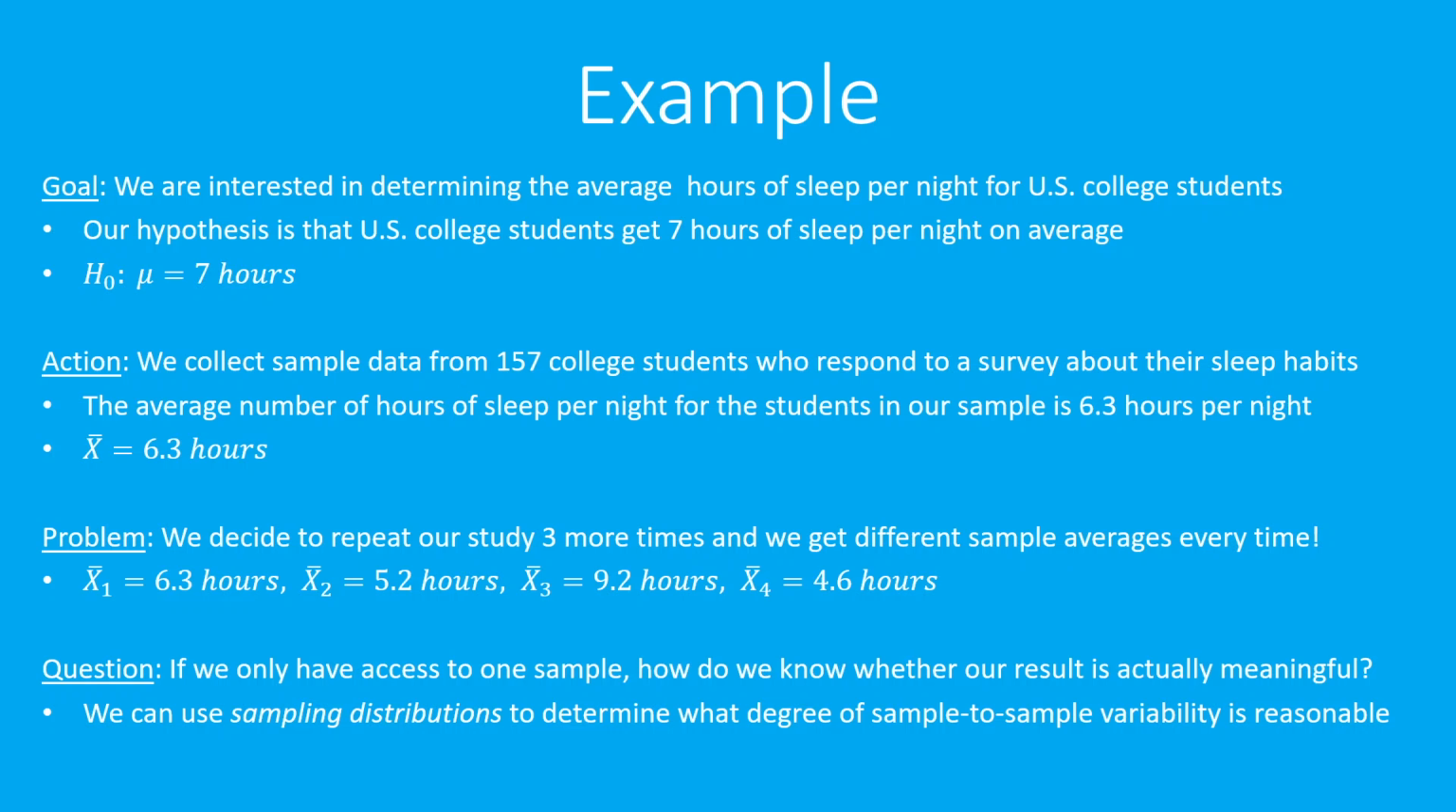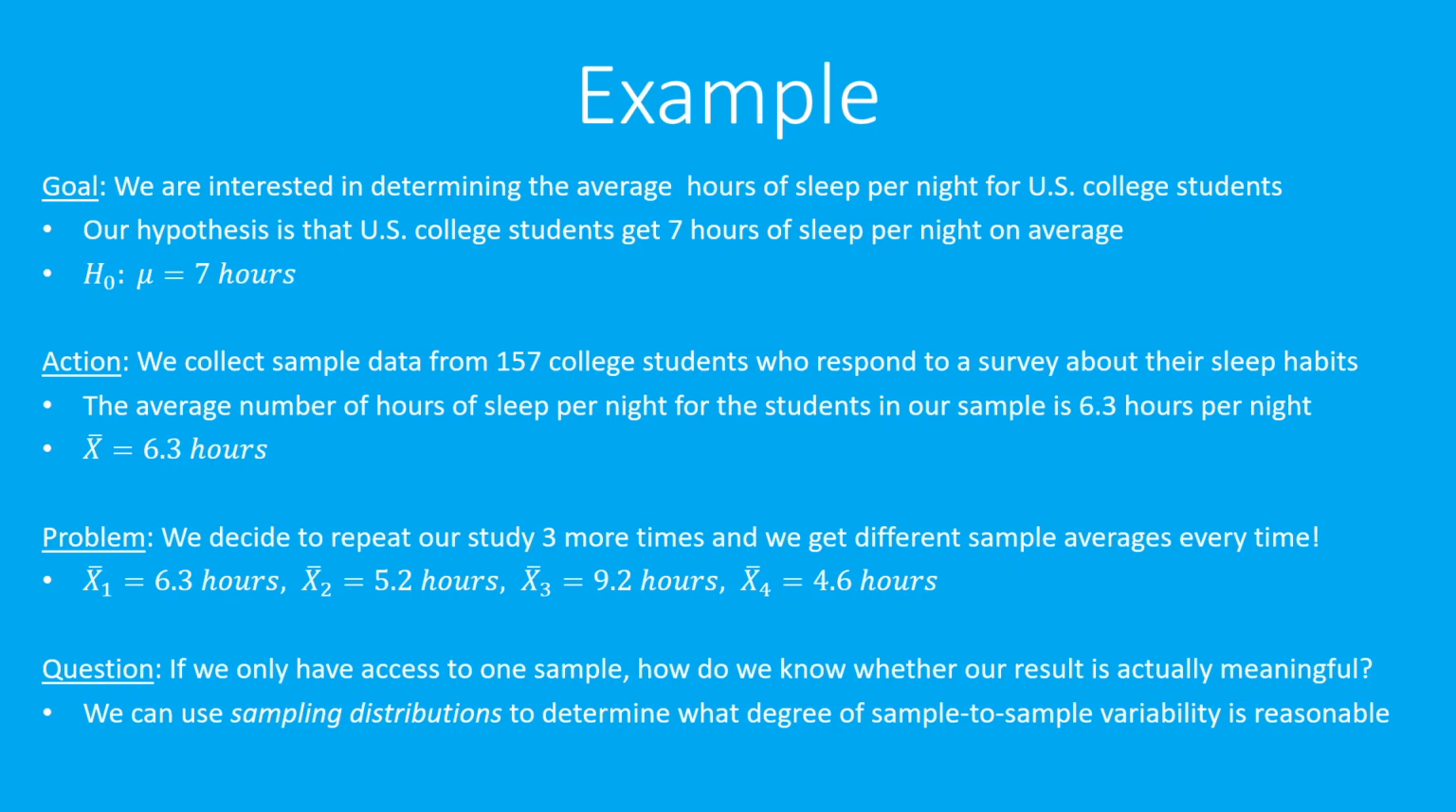But our problem is that if we decide to repeat our study 3 more times, we might get different sample averages every time. So our first sample average, X bar sub 1, would be 6.3 hours. Our second sample average might be 5.2 hours. Our third sample average might be 9.2 hours, and then the fourth one might be 4.6 hours. And so these represent each time a sample that we are collecting and calculating this sample statistic. It's a sample statistic that's still being calculated from samples drawn from the same population, but we're getting different results each time for our sample average.